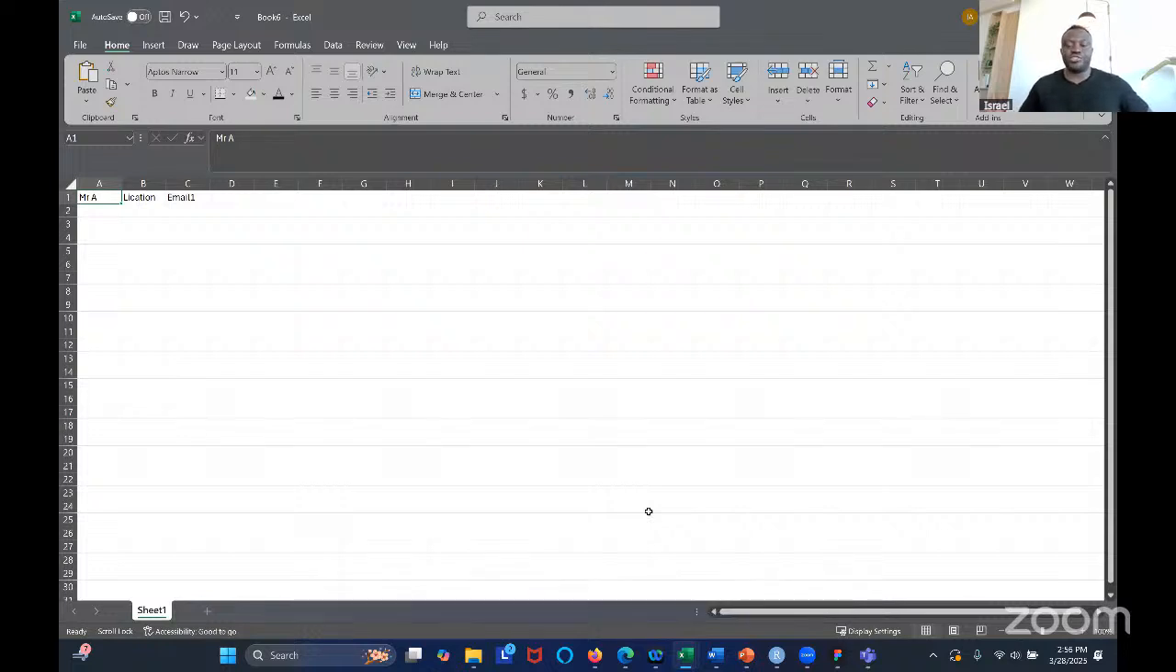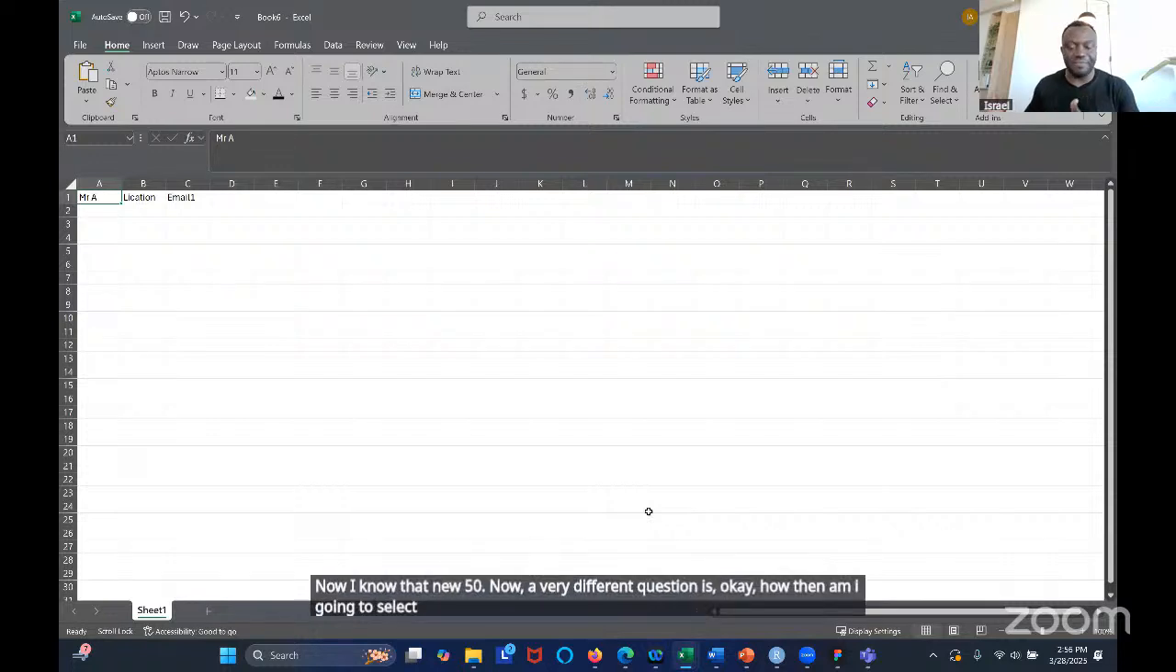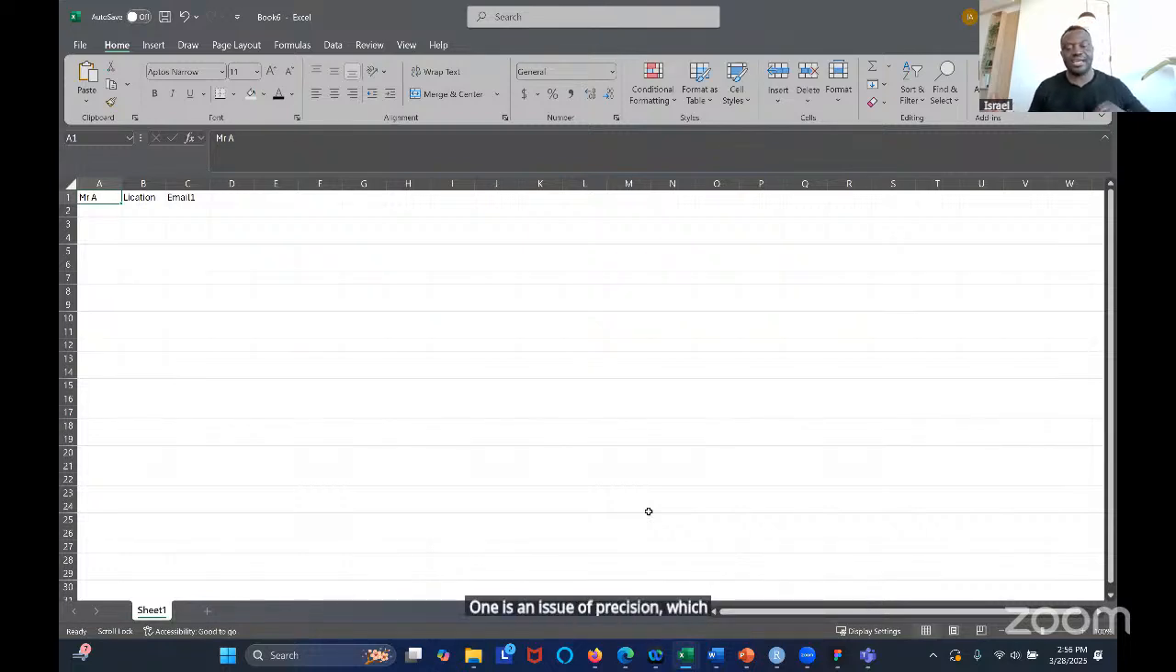Yeah, so there are two questions we want to ask, right? The question of how and how many. Two very different questions. The question of how many is sample size. The question of how is sampling. So I first determine, okay, how many people do I need? Now I know that I need 50. Now, a very different question is, how then am I going to select the 50? So those are two completely different questions. One is an issue of precision, which is sample size. The other is an issue of validity, which is sampling.